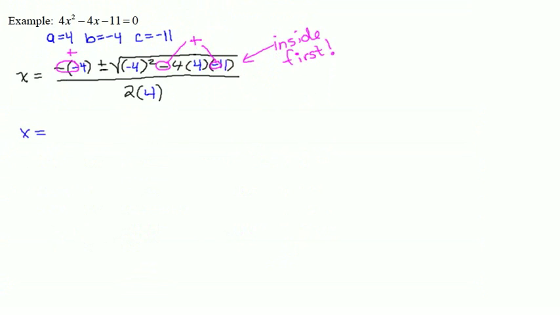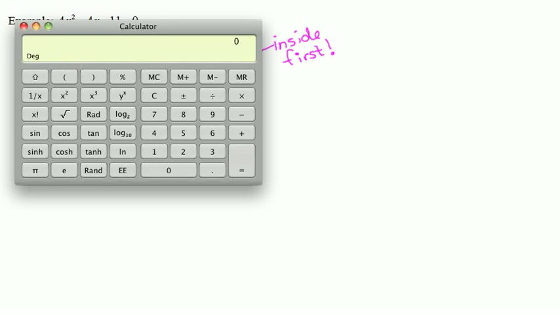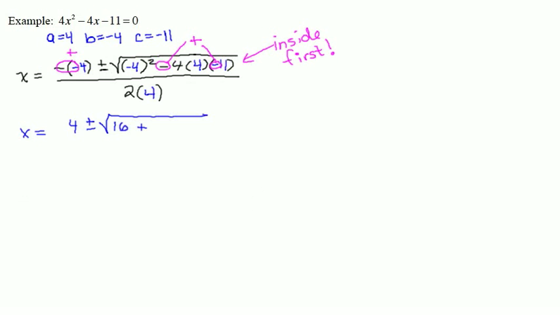So that's going to become positive 4 plus or minus the square root of -4 quantity squared becomes positive 16. That b squared term always becomes positive. And 4 times 4 times 11, that's going to be 16 times 11. I might bring in my calculator for that. I get 176 for that term. And this is all divided by 8. 16 plus 176 is going to be 192.